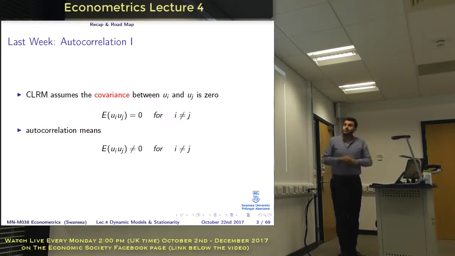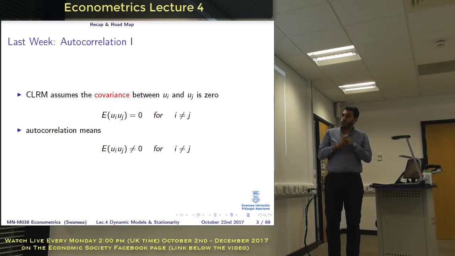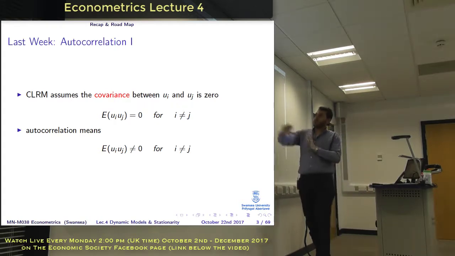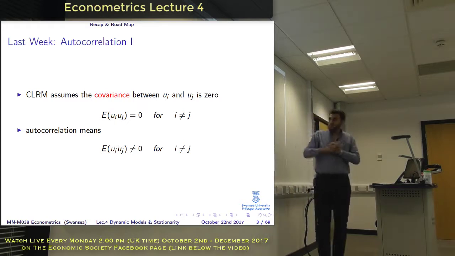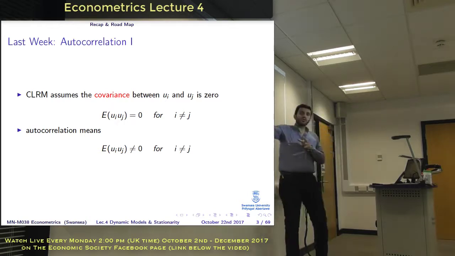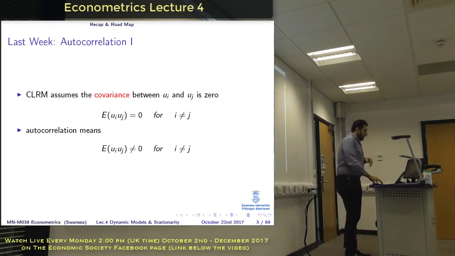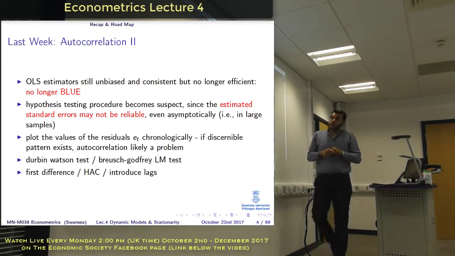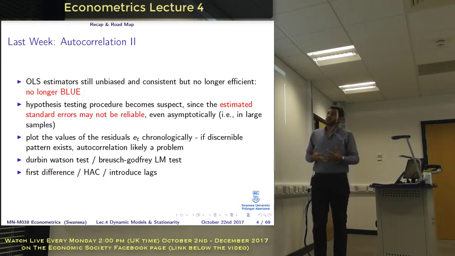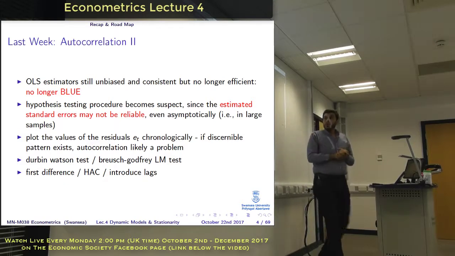Last week, we discussed autocorrelation, and we explained how the classical linear regression model assumed that the covariance between any two error terms ui uj should be 0, so it's expected to be 0. So autocorrelation happens when this is not 0, and this is where the problem came from. With the presence of autocorrelation, OLS estimators are still unbiased and consistent, but no longer efficient. This is all what we discussed last week.